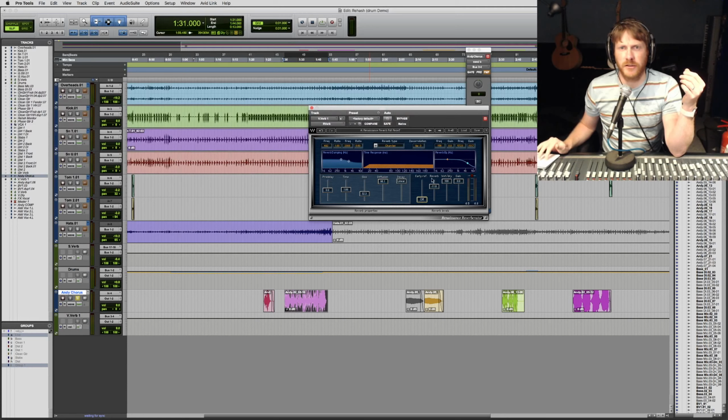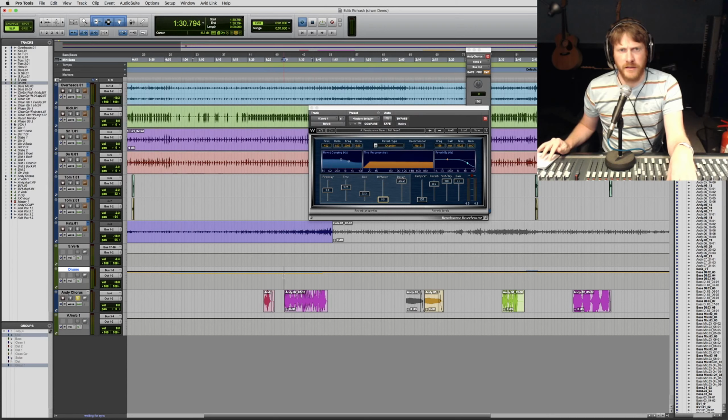Try and take the early reflections right out and just listen to the reverb. So that's low diffusion, which is kind of like an uncomplicated space.